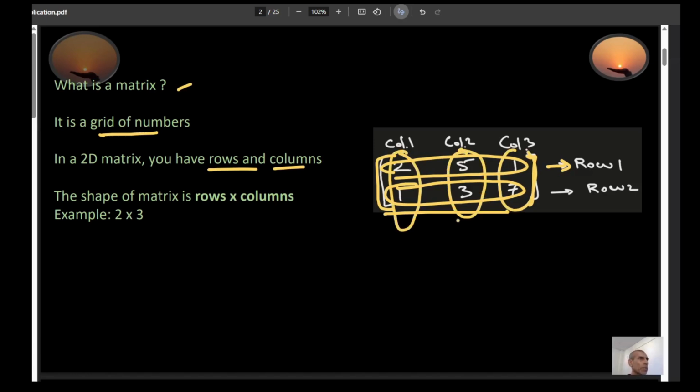Now, the shape of this matrix is 2 by 3 because you have two rows and you have three columns. And that's why you say 2 by 3. You always specify your row first and your column next.